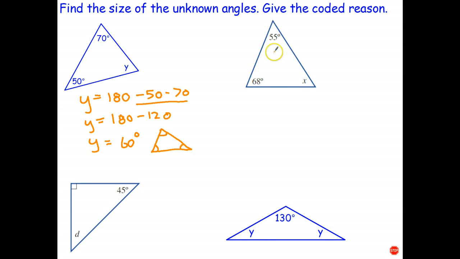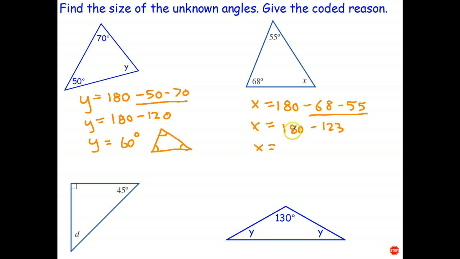Okay, this one's done much the same, so we can say x equals 180, take 68, take 55. Oh, these numbers are a little bit harder to work with. So I'm going to add those together and then take the answer away from 180. So 60 plus 50 is 110. 8 plus 5 is 13, so 110 plus 13 is 123. So 180, take 123.